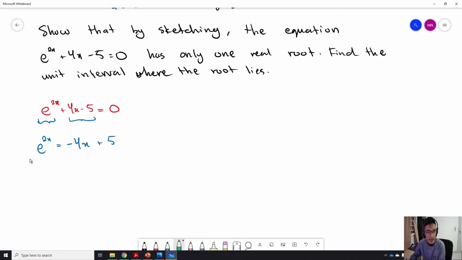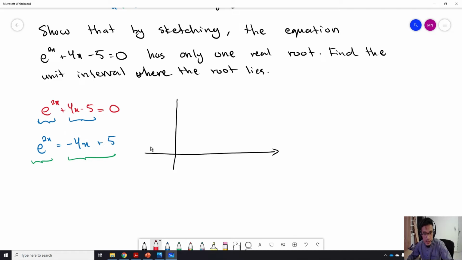So on the left side we have an exponential function, and on the right side we have a linear equation. So we sketch each of the graphs individually. Let's first sketch the graph. Okay, for e to the power 2x, the graph will be shaped like this, where it intersects at y equal to 1. So this is the graph of e to the power 2x.